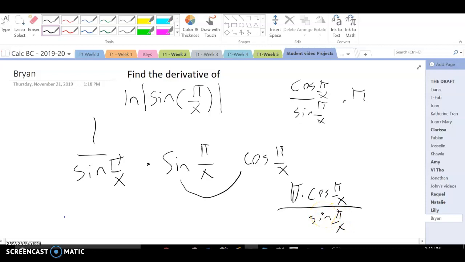Now, the only thing we have to do is simplify. Since we have a negative in the front, we could change that to the pi over x, and you get pi over x, but there's a 2, so you get negative pi over x squared, and cos over sine is the same as cotangent of pi over x.